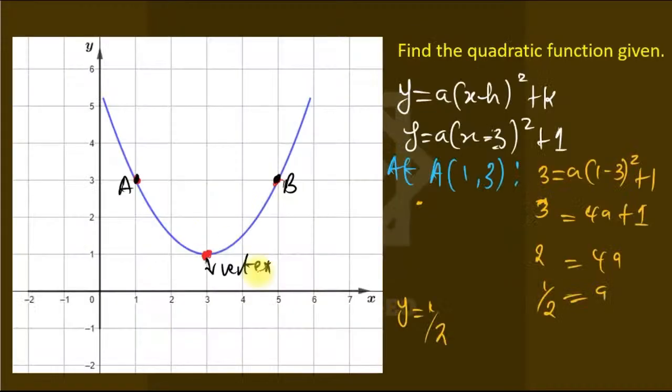So we now substitute there: y equals half times (x minus 3) all squared plus 1. So this could be the answer. Now let me use the frame first for this.